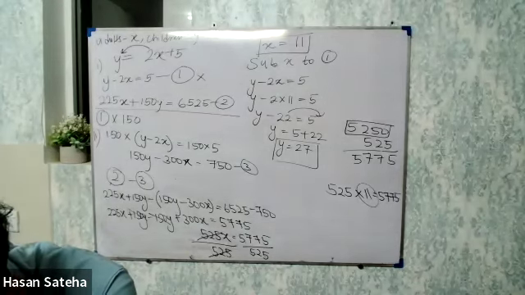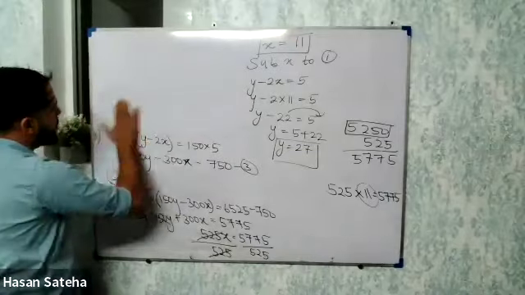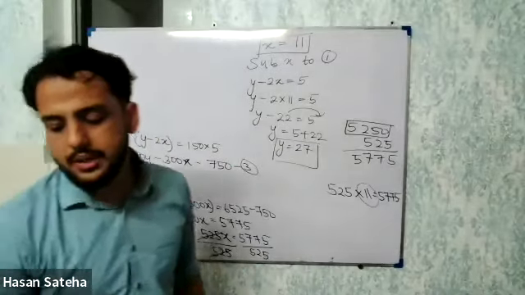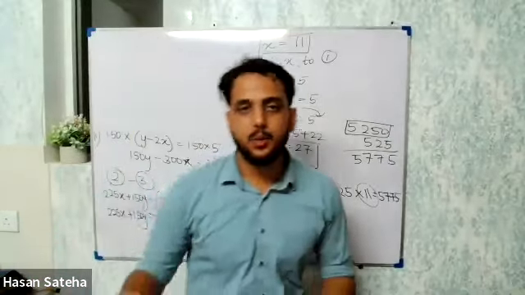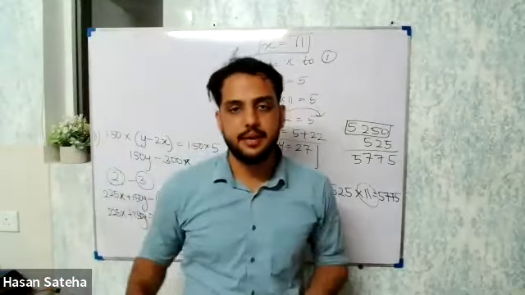Now look at the board. Inequality is the same as an equation. The only difference is that in an equation, your left and right hand side are equal. That's the whole point of an equation. But in an inequality, it's not like that. One side is more than the other side.